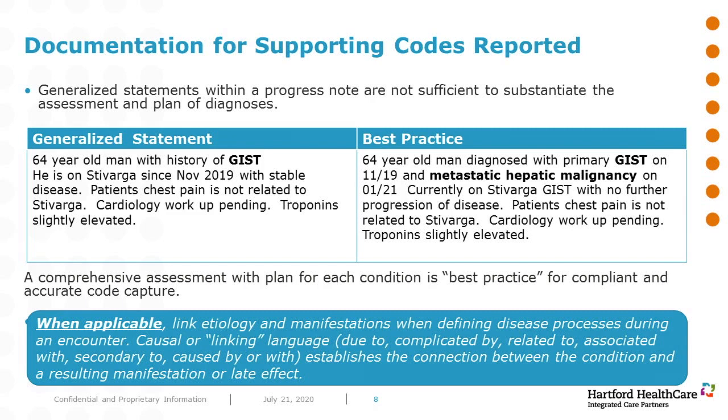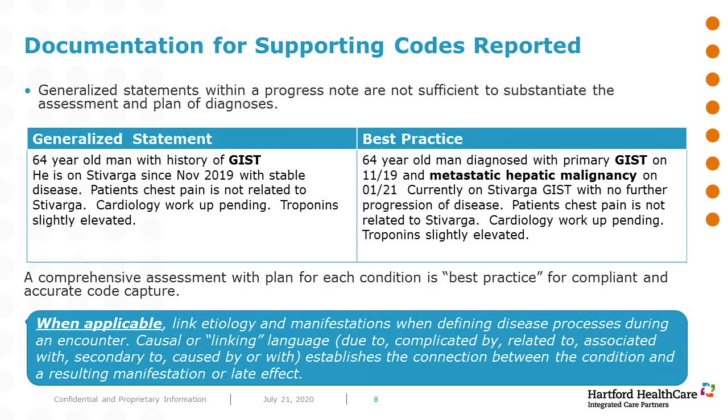Documentation for supporting codes reported. Generalized statements within a progress note are not sufficient to substantiate the assessment and plan of diagnosis. For example: 64-year-old man with history of GIST. He is on Stivarga since November 2019 with stable disease. Patient's chest pain is not related to Stivarga. Cardiology workup pending. Troponin slightly elevated.